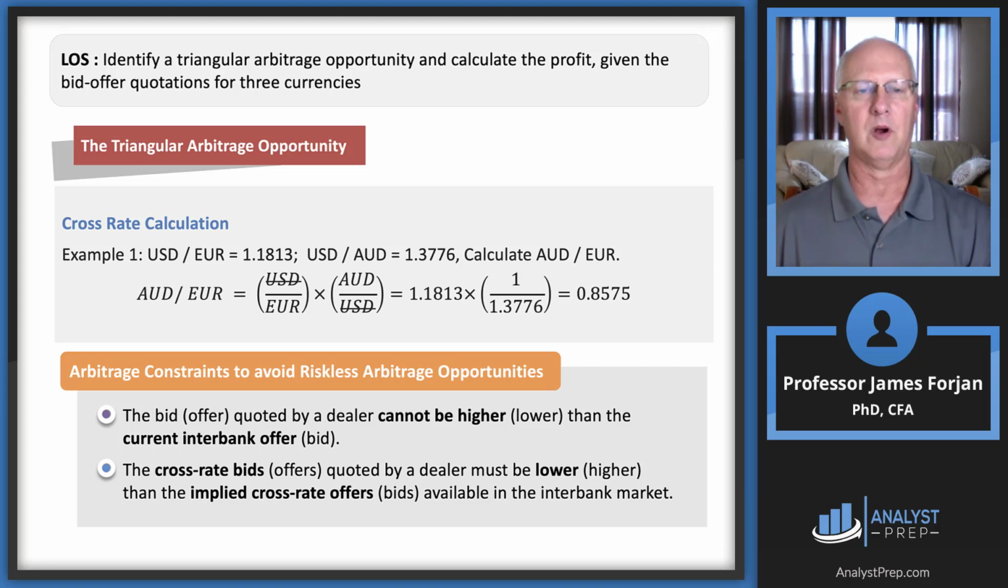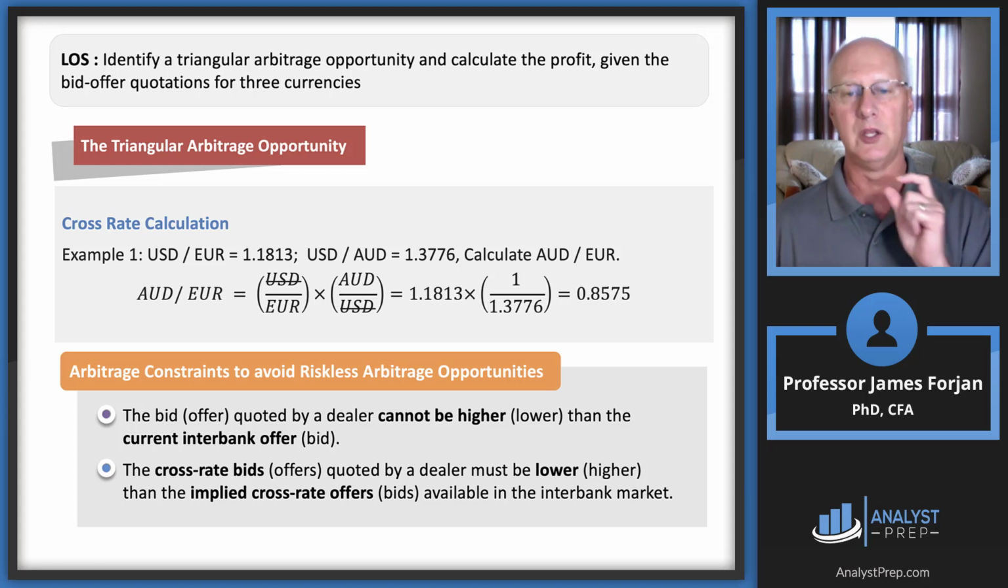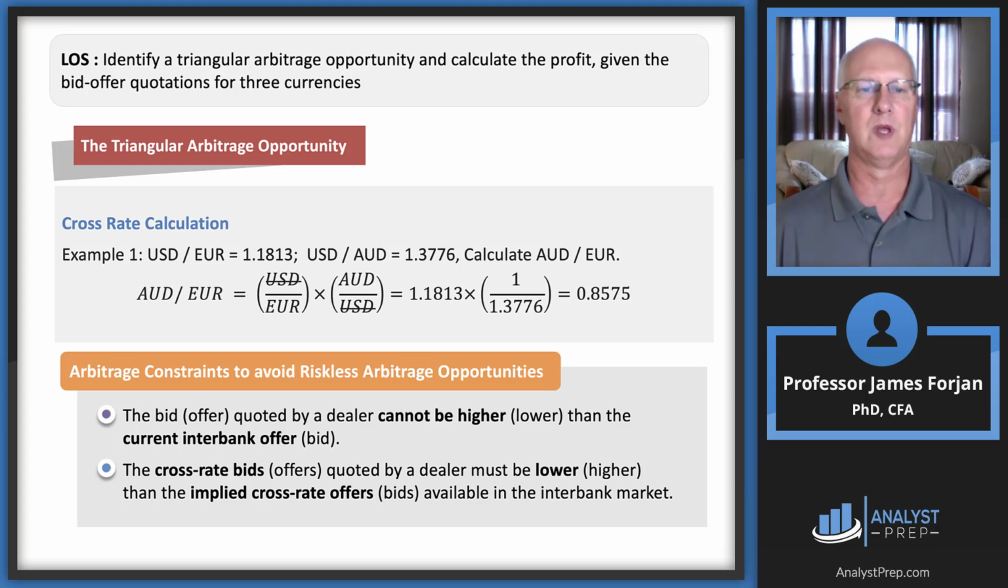A couple of arbitrage constraints here. These are probably good sentences to memorize, and then as we go through the slide deck, you'll probably say, oh yeah, that makes sense. The bid quoted by a dealer cannot be higher than the current interbank offer. Of course, that makes sense. The cross-rate bids quoted by the dealer must be lower than the implied cross-rate bids.